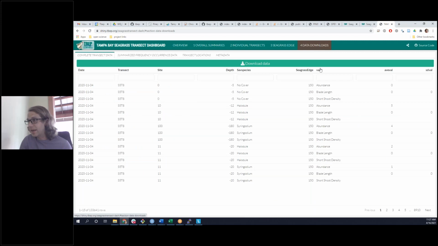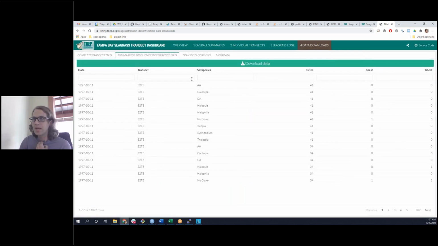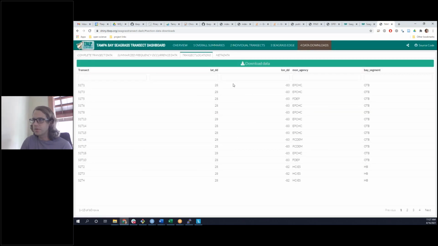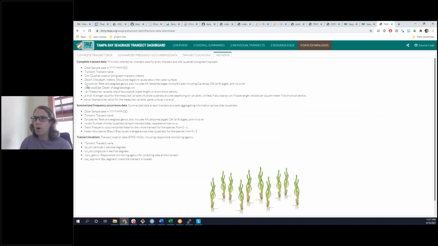And then if you want to get your hands on the data, we have these various download tabs here. I have it set up so you can download the entire data set in this tab, where we have the data split out by date, transect, and then different points along the transect in meters, and the species and metrics you have there. Or if you want to download the data in a slightly summarized format, I have the data summarized by frequency occurrence here, collapsing it across the different sites within each transect to get that information. Or if you want a lat long file of the transects, they're here, and then you can see what the fields are in each data set if you're curious.